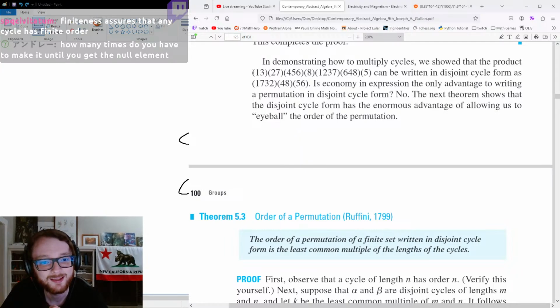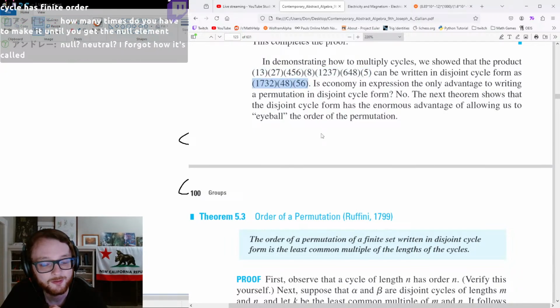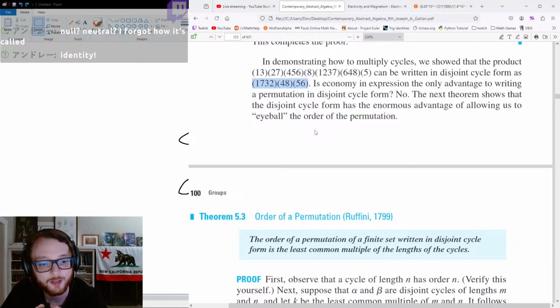So this thing right here is not considered disjoint cycle form because it's not simplified like this thing here. Because these two things are equivalent, or they refer to the same permutation cycle. Identity, I think. Unless there's a specific one for permutation groups, but okay.